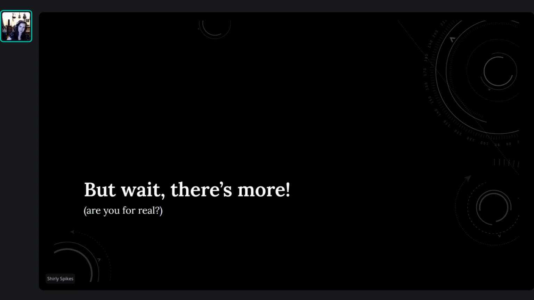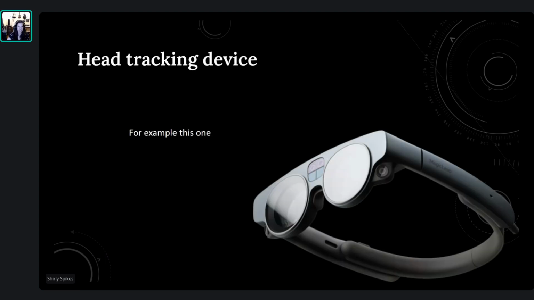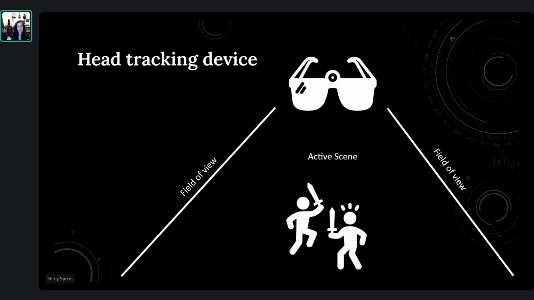So I want to talk a little bit about interactions and the unique interactions that you have when you design AR experiences, because that's what you came here to listen to, right? So let's say you have a head tracking device, for example, this one, but it could be any device. I'm just using this for no particular reason. It creates an active scene in front of the user.